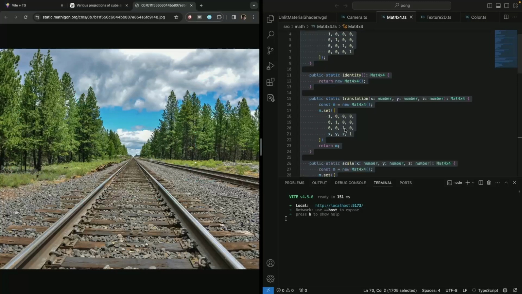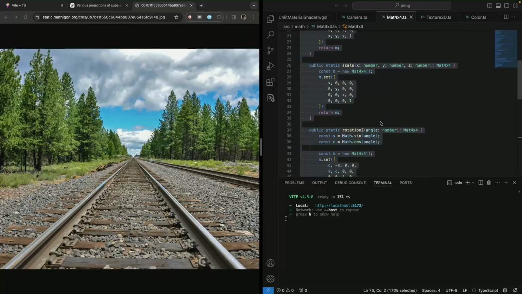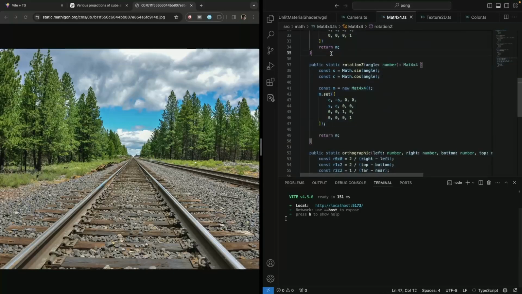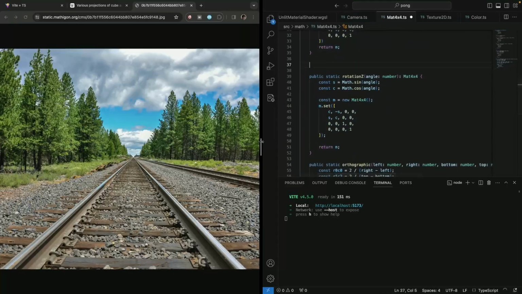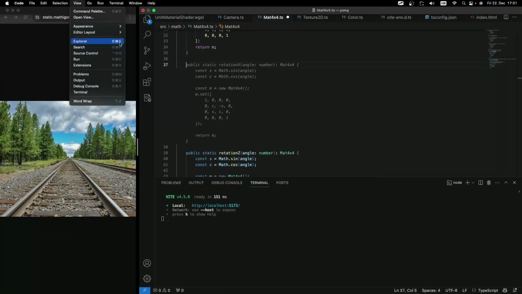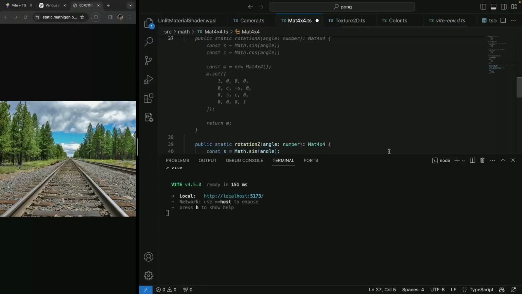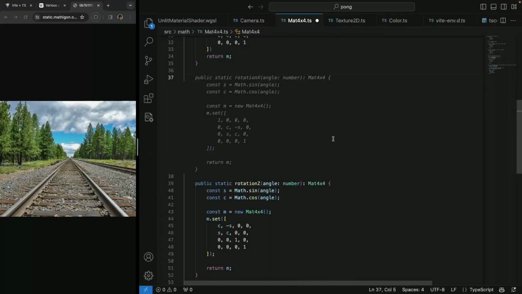Okay, so let's start with it. And first step, I just want to showcase rotation, and we're going to add a new matrix here. So I'm just going to zoom it up a bit. Appearance, I think it's somewhere over here. It should be zoom in. Alright, I think that's big enough.